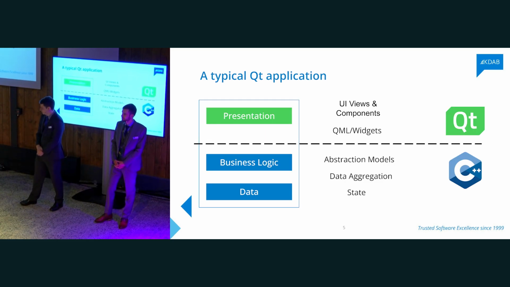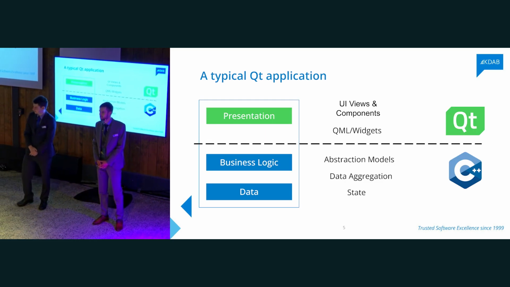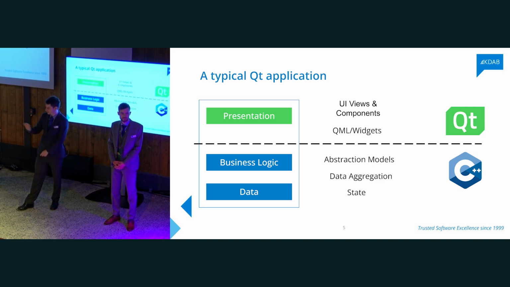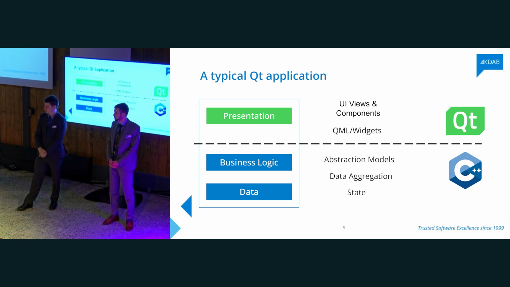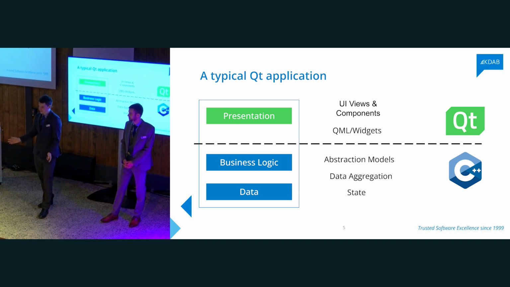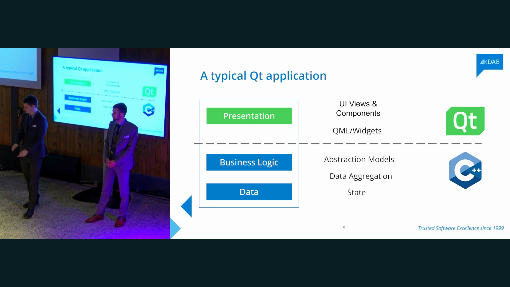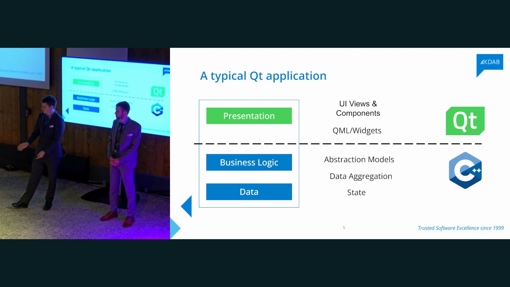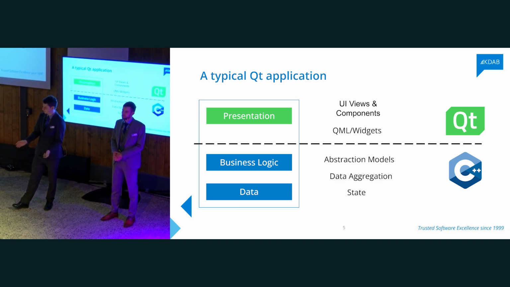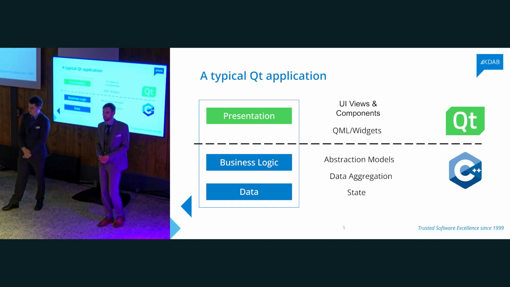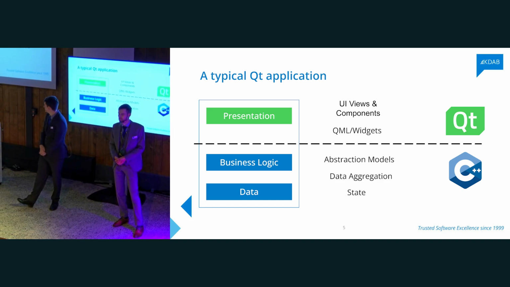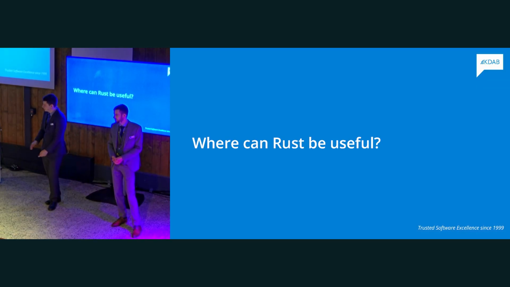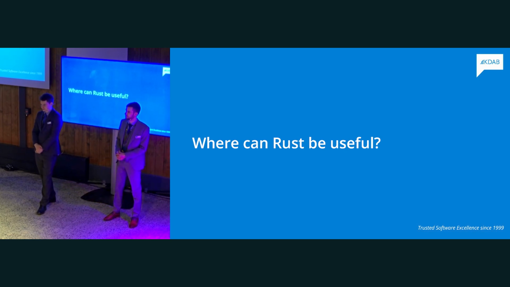So if we consider this in an abstract sense, you have a presentation there on the top. This is made up of views, components, and is either QML or widgets, or maybe a mix. And then you have some form of business logic data that's basically state that is aggregated and then presented to Qt through abstraction models. But where can Rust be useful to us in this?